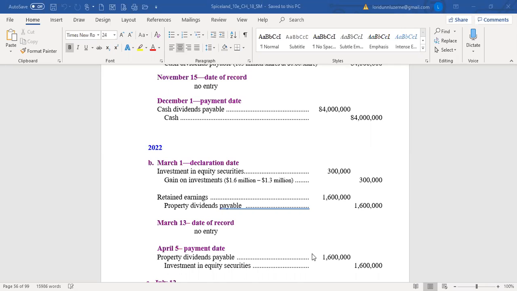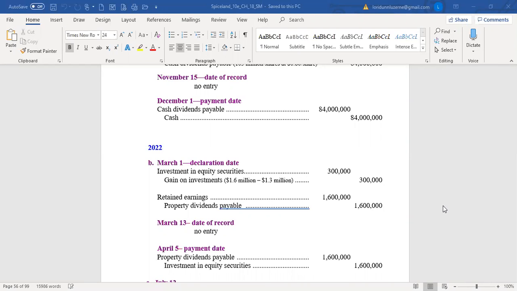Let's take a look at the next transaction, which is still another practice of a dividend. July 12, 2022, the corporation declared and distributed a 5% common stock dividend when the market value of the stock was $21 a share. In lieu of fractional shares representing 250,000 equivalent whole shares.